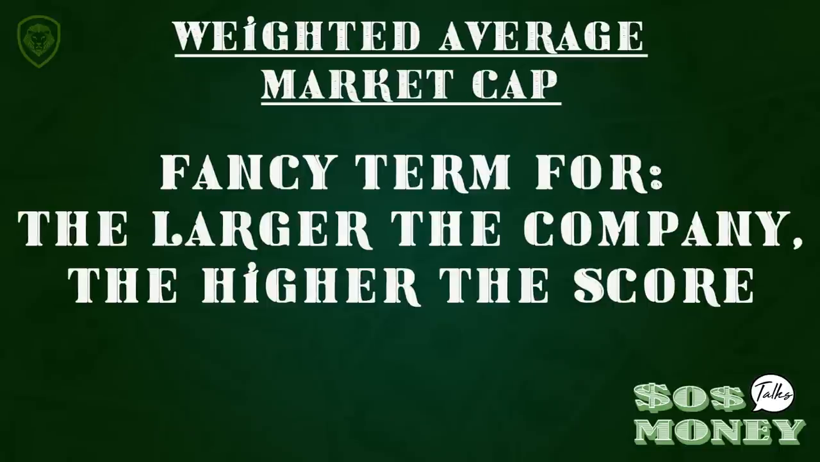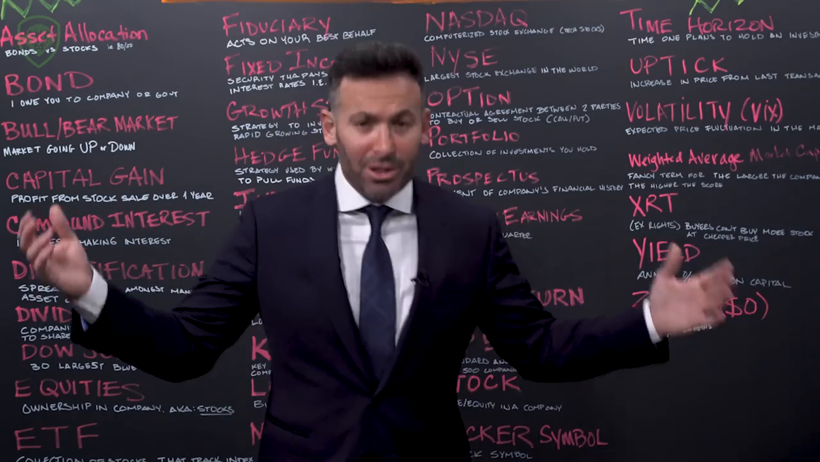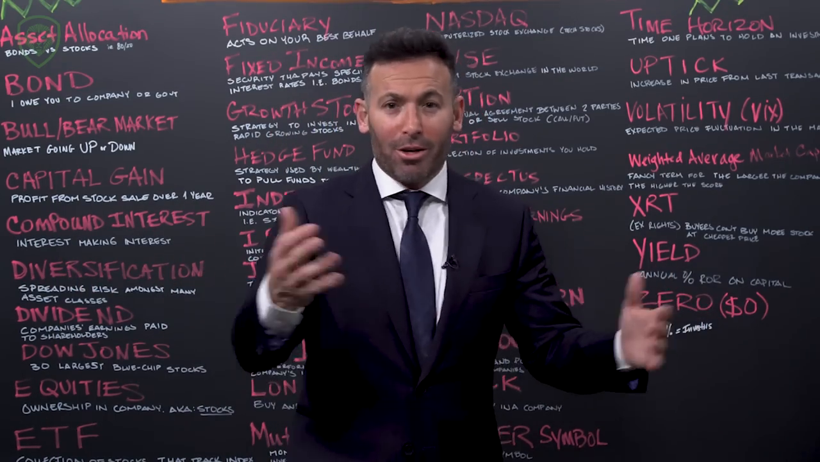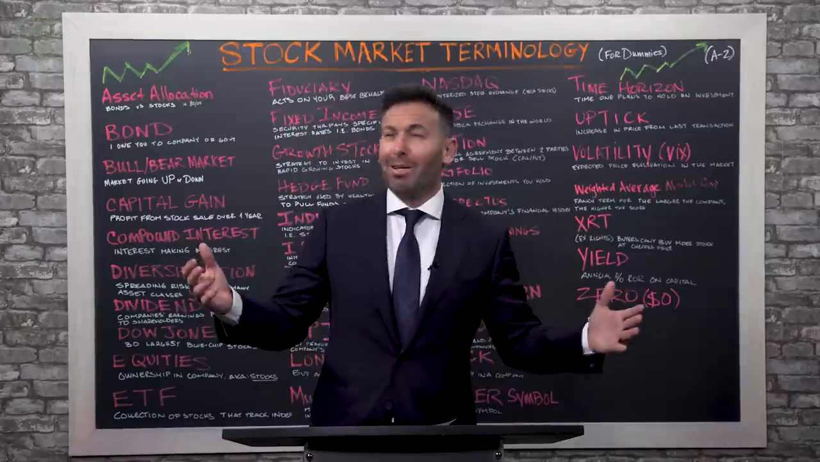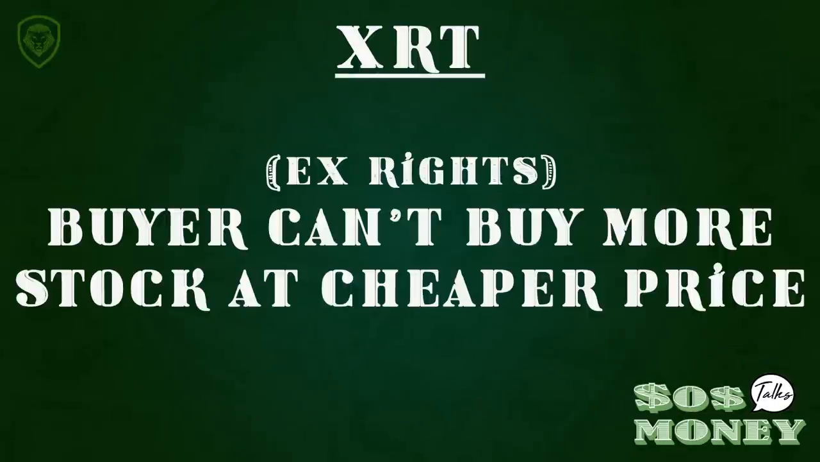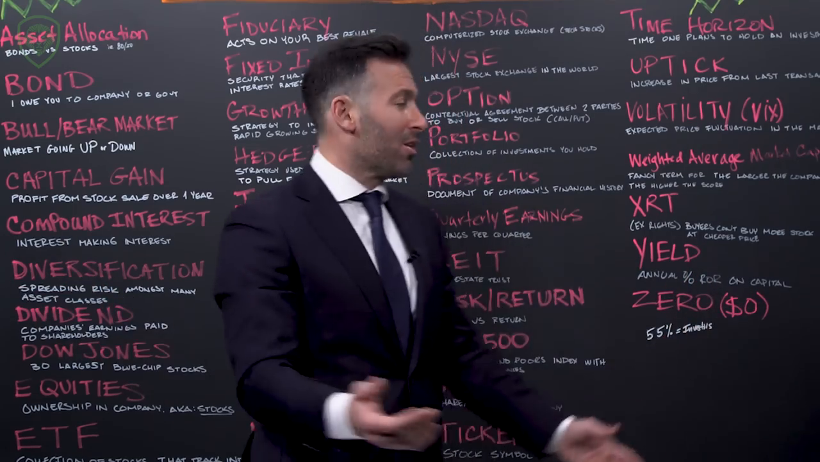And then we got the weighted average market cap. This is just a fancy, complicated word for basically the larger the company, the higher the score on the weighted average market cap. I needed to use a W and I threw that one in there. That's not a term that you might hear all that often. I also needed to find an X. I was like, what is going on with X? I found something called XRT. To be honest, I've never even used this term before. This is me being honest with you, but XRT is basically what's called your ex rights. This is basically when a buyer can't buy more stock at a cheaper price. That's not a term you'll hear often, but we had to find an X, so we found the X. There it is for you.